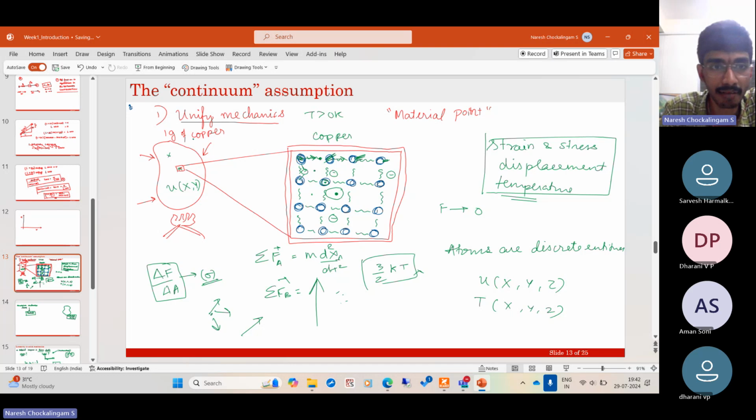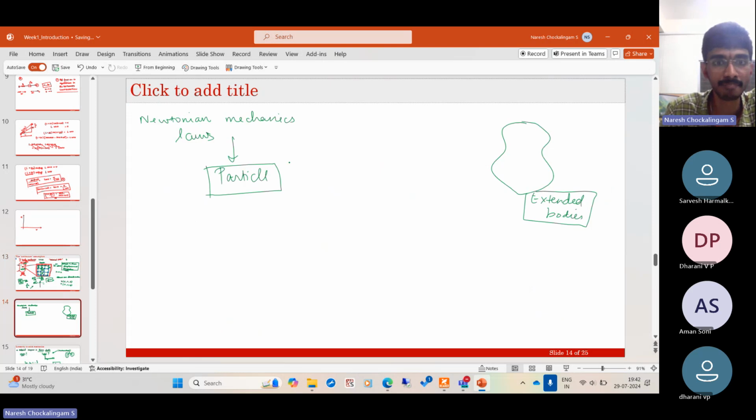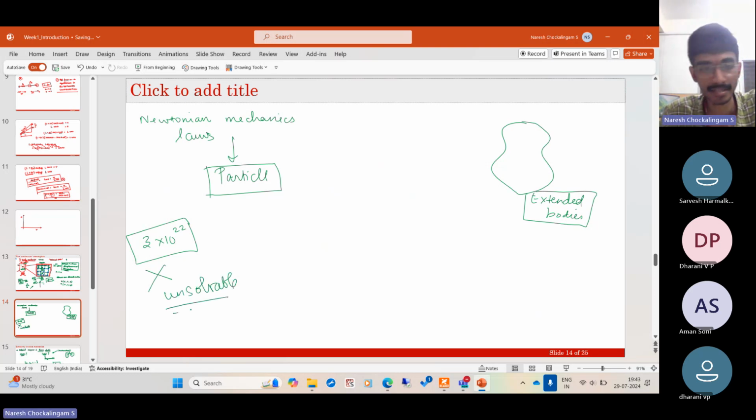So if you take 1 gram of copper, you have something like 10 power 22 atoms, and for every atom, we have 3 components of displacement. So you have something in the order of 3 into 10 power 22 degrees of freedom. It is definitely unsolvable. This cannot be solved. Such a large system of particles cannot be solved.